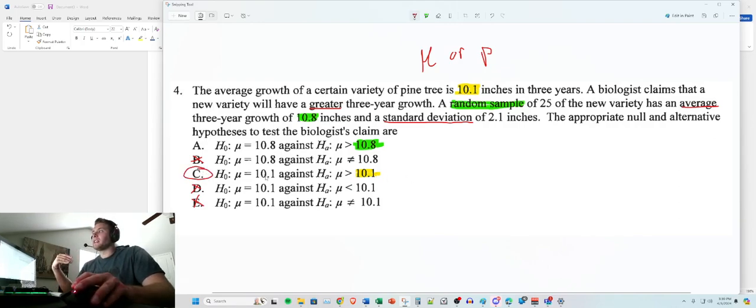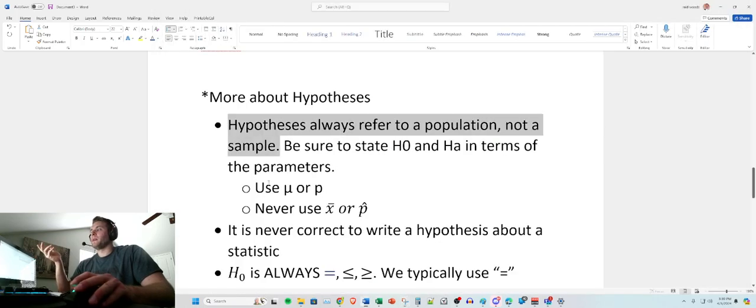So they tell us that it's 10.1. That's what's known. And then we're trying to find evidence that the new variety is going to have a greater growth than that. Okay, so C is the best choice on that one.